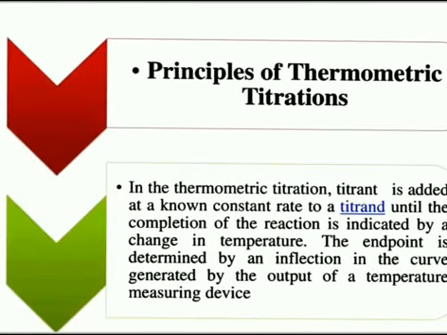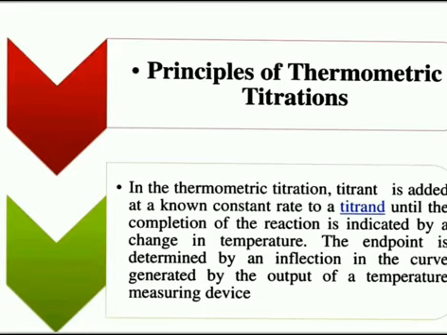And we shall see the principles behind thermometric titrations. In thermometric titration, titrant is added at a known constant rate to the analyte, until the completion of the reaction is indicated by change in temperature, and the endpoint is determined by an inflection in the curve generated by the output of a temperature measuring device.